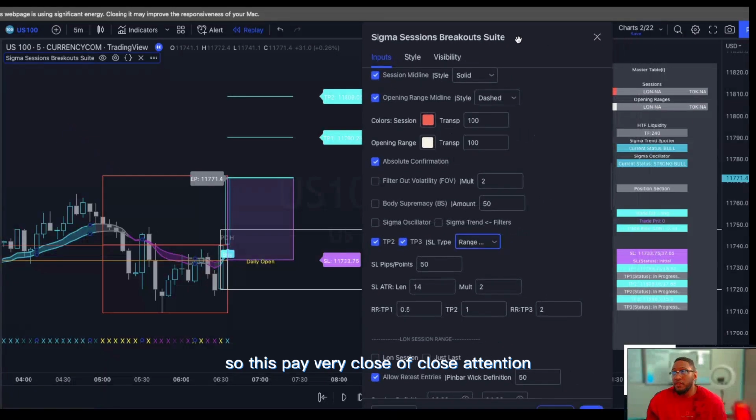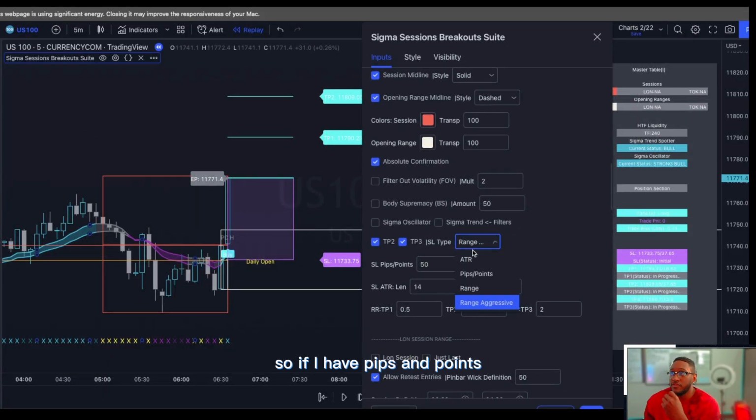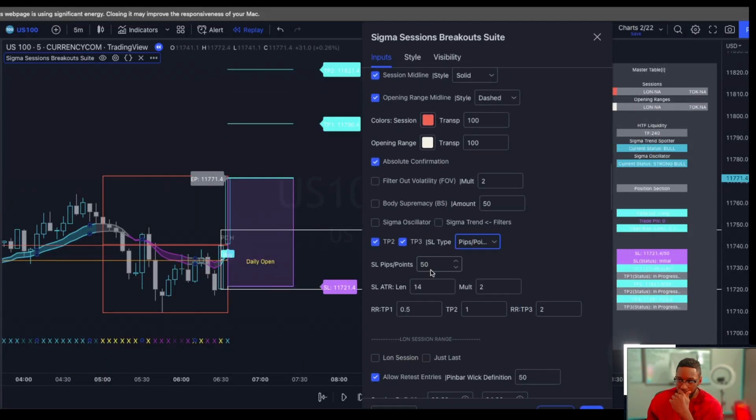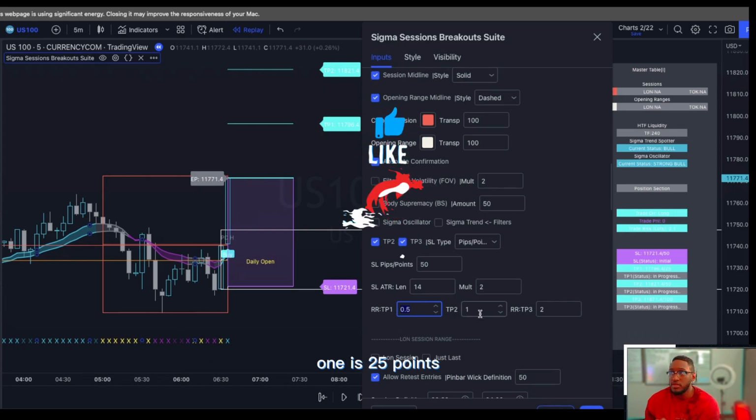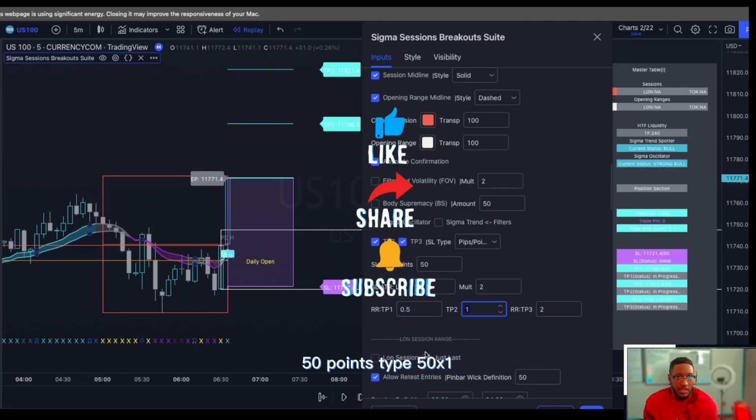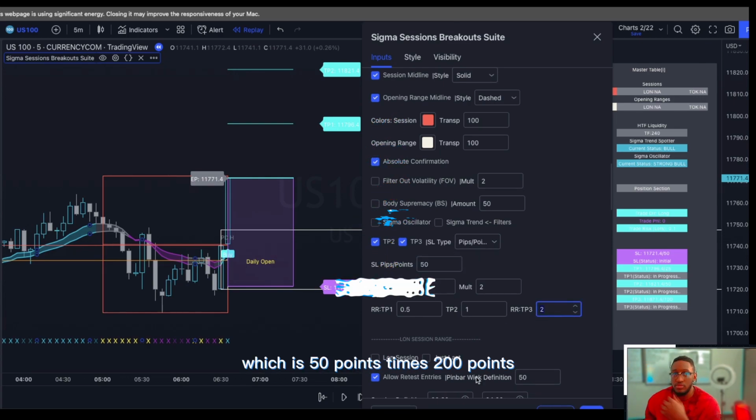So pay very close attention. If I have pips and points and I'm using my stop loss 50 points, and then my take profit 1 is 0.5, you're multiplying 0.5 times 50, take profit 1 is 25 points. 50 points times 1, 50 points, take profit 2. And then take profit 3 is my stop loss, which is 50 points times 2, 100 points.